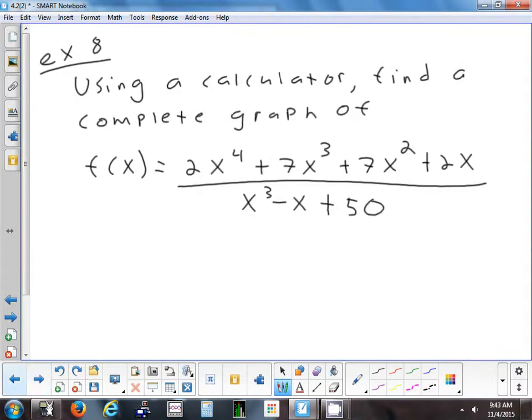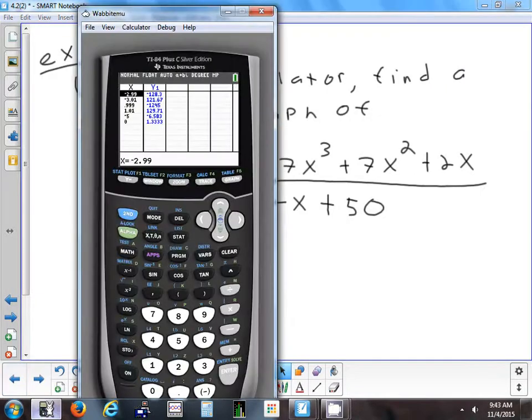All right, and the last one, we're just going to sketch on the calculator. There's nothing you're going to do by hand for this one. What kind of asymptote would we expect to see here? A slant. One degree off, the top is bigger. So we're going to have a slant, but let's just graph it and see what happens.